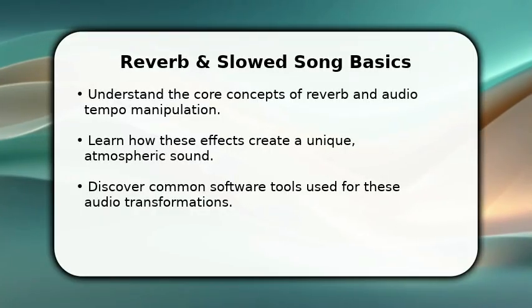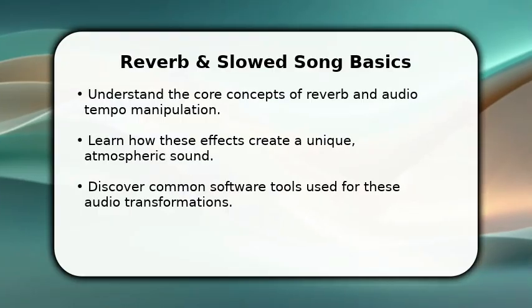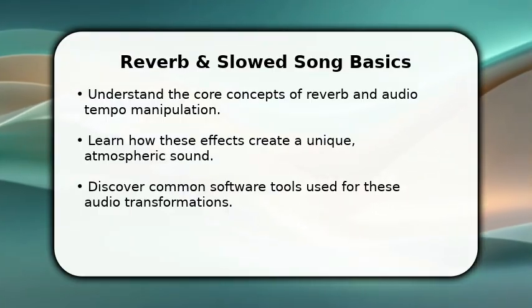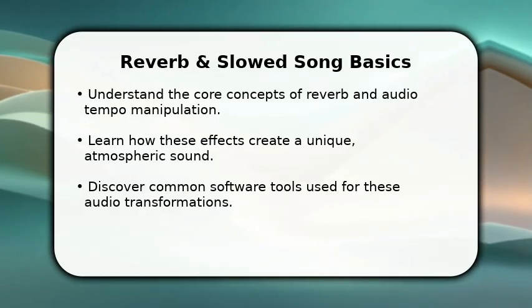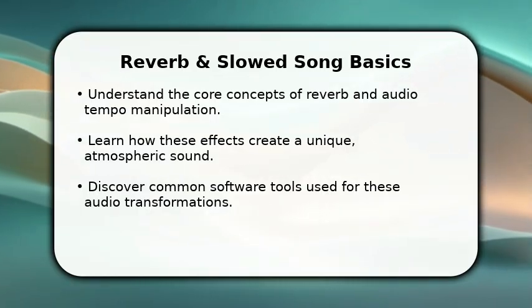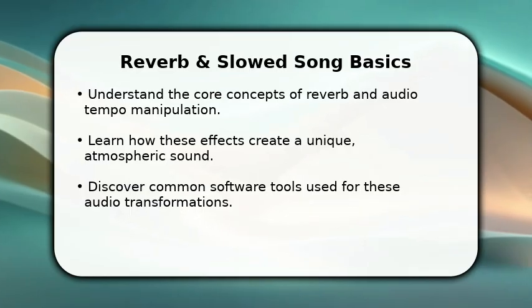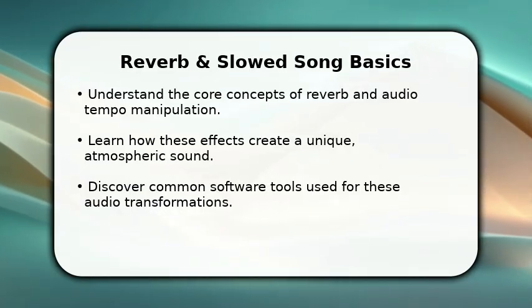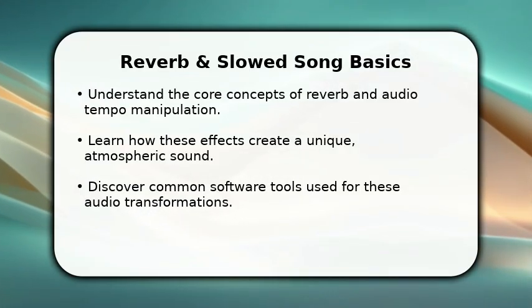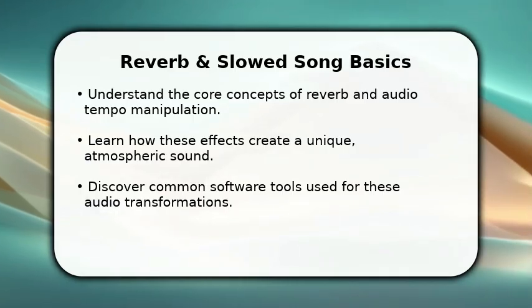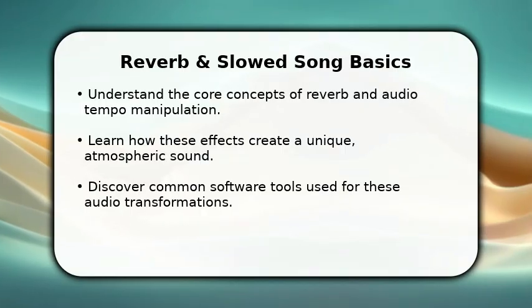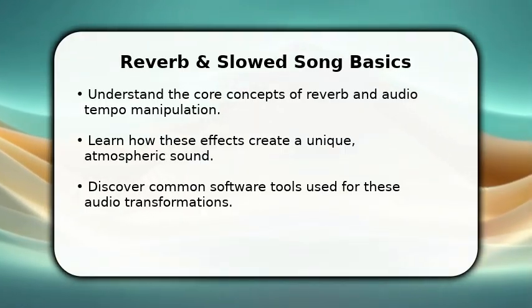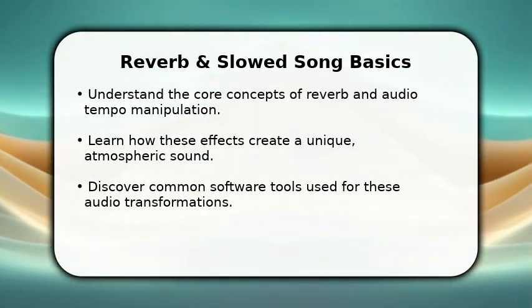In this video, I will explain how to reverb and slow songs. First, let's grasp the essence of reverb, which simulates sound reflections in a space, adding depth and spaciousness. Then, we'll explore slowing down audio, which stretches the sound, often lowering its pitch. Combining these two techniques creates that distinct, dreamy, and often melancholic vibe you hear in many popular tracks. We'll cover the fundamental steps to achieve this effect effectively.